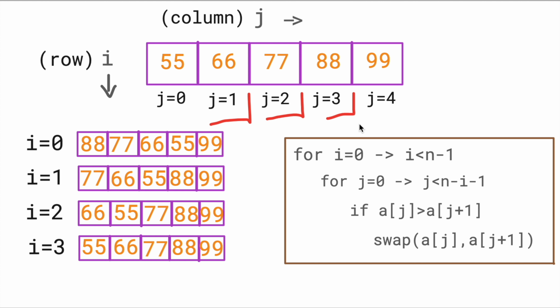That is, for i equal to 0, j is less than 4. Likewise, for i equal to 1, j is less than 3. For i equal to 2, j is less than 2. And for i equal to 3, j is less than 1. And now in the nested loop there is a condition: if a[j] is greater than a[j+1], then only swap the elements. In this way we have sorted all the elements in ascending order.